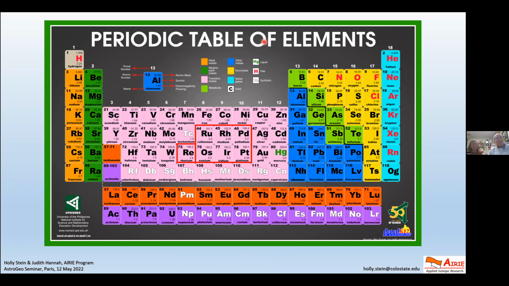Okay, rhenium and osmium, for those of you not studying the periodic chart every day: the platinum group elements are ruthenium, rhodium, palladium, osmium, and platinum. They're called PGEs. Rhenium is not a PGE, but rhenium and osmium share similar geochemical character.